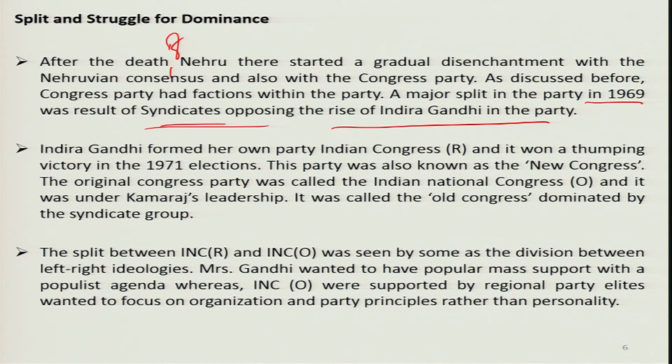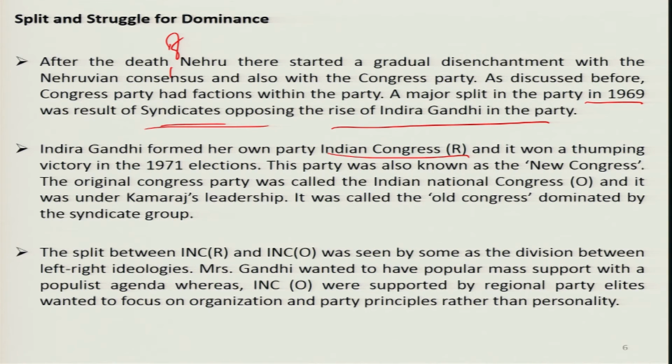Indira Gandhi formed her own party, Indian Congress or revisionist, and it won a thumping victory in 1971. The other group was called Indian National Congress Organization. So, this split between revisionist and organization led to the weakening of the organization, where Indira Gandhi maintained the electoral victory, but organizationally the Congress party began to lose its ground or its effectiveness.